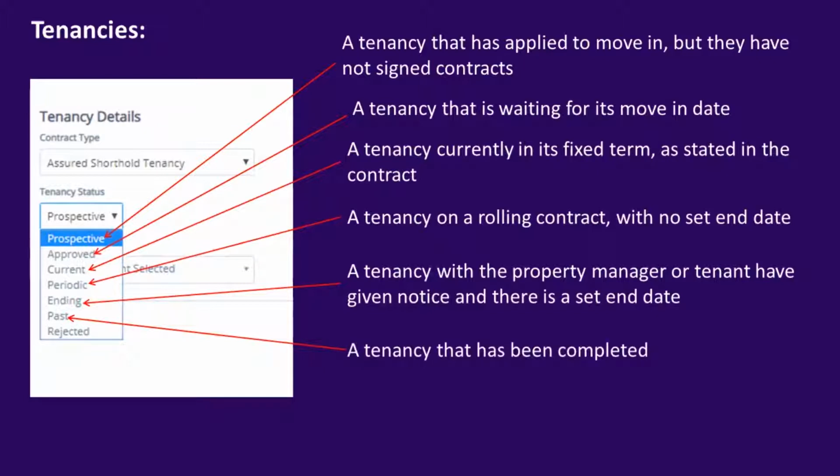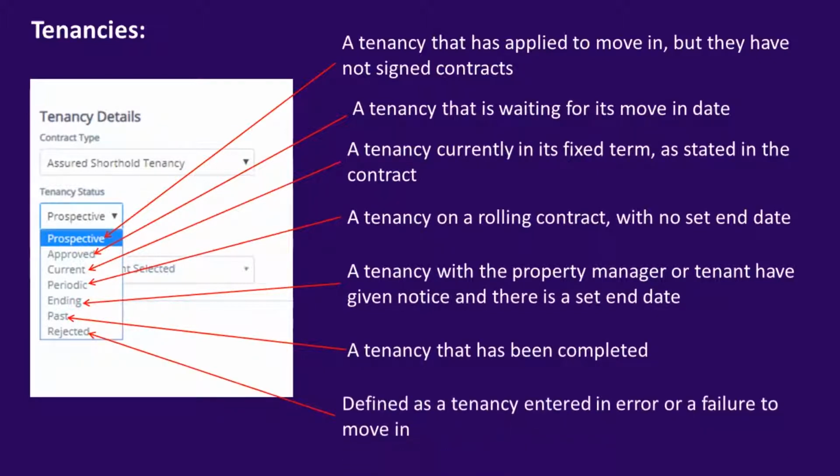Past is a tenancy that has been completed, and rejected is defined as a tenancy entered in error or a failure to move in. You may fill in the rest of the details as shown on the page. A more detailed discussion of how to add a tenancy will be available shortly.